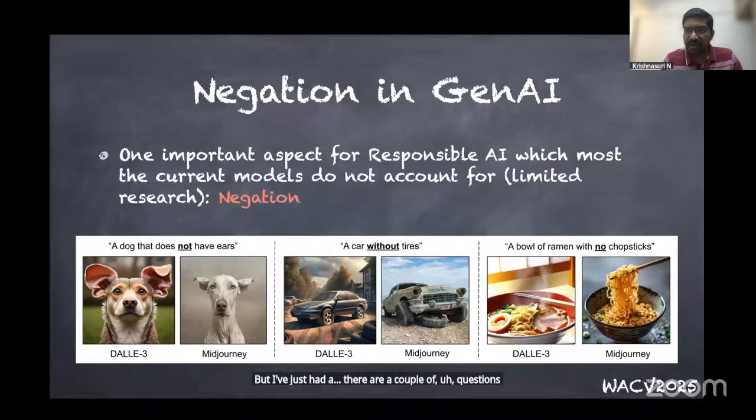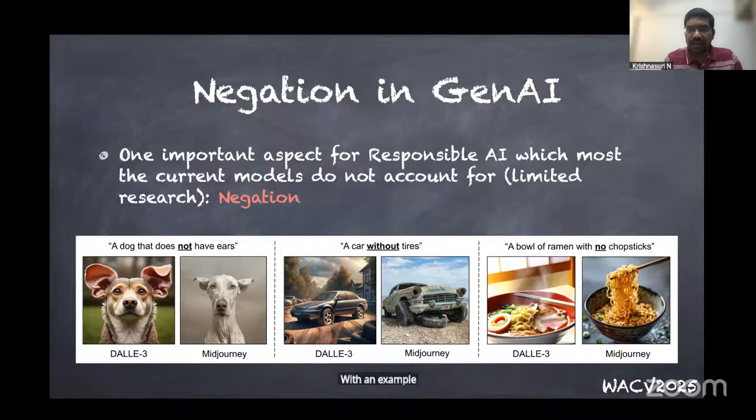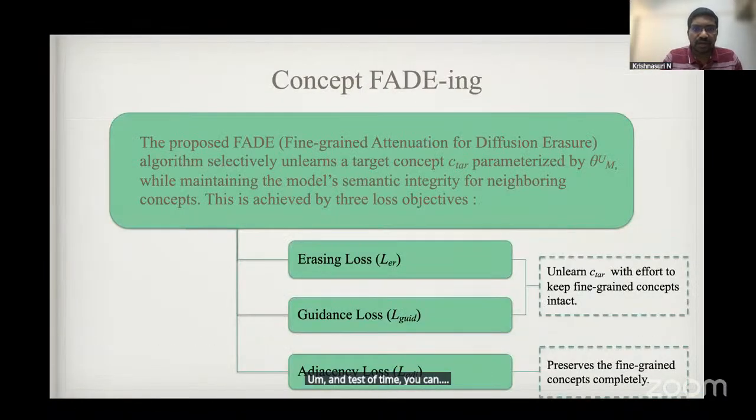Hello, sir. Can you please explain the three losses once more with an example? I think maybe the CVPR paper, the professor's paper, is available. In the interest of time, would you want to recap, sir?